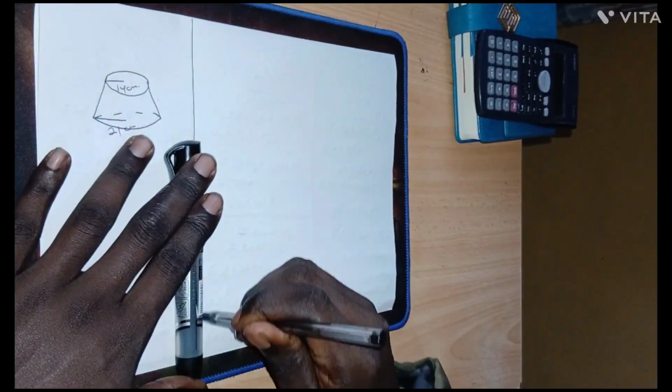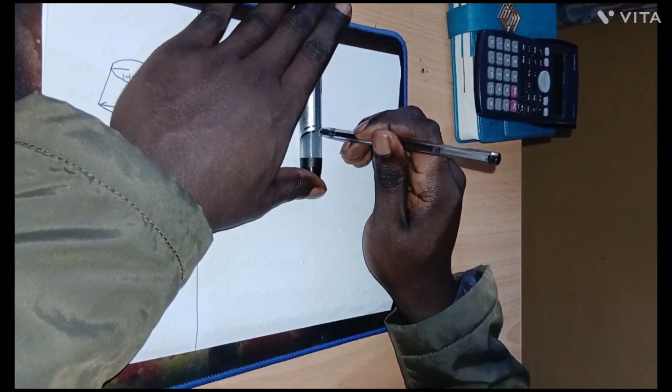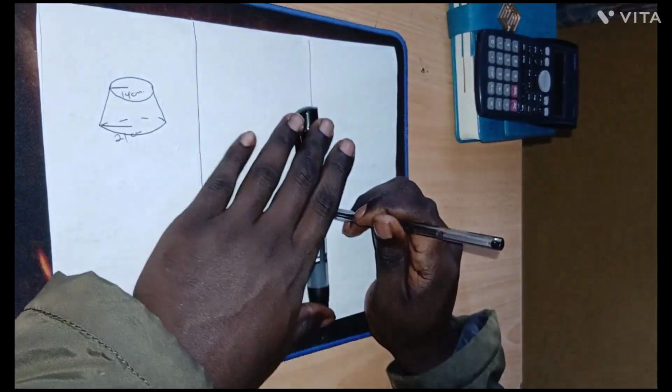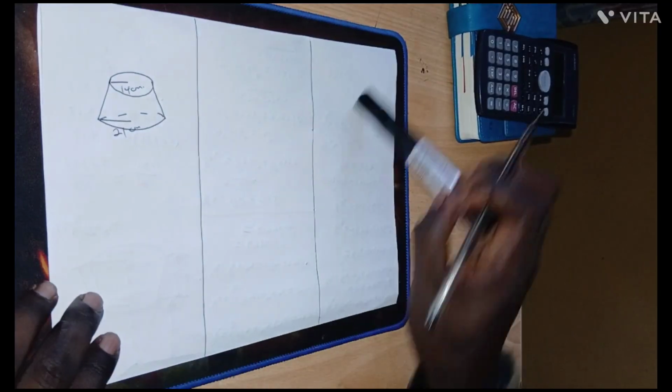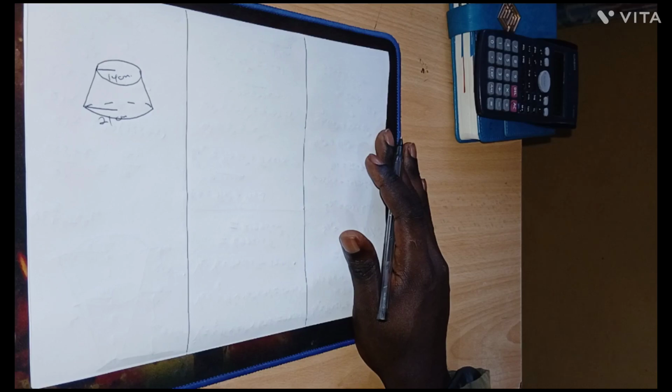So we are supposed to go through the process of getting the volume of the frustum and also get the surface area of the frustum, right? The closed surface area of the frustum. You know there's a difference, right? That being said, how do we tackle this?